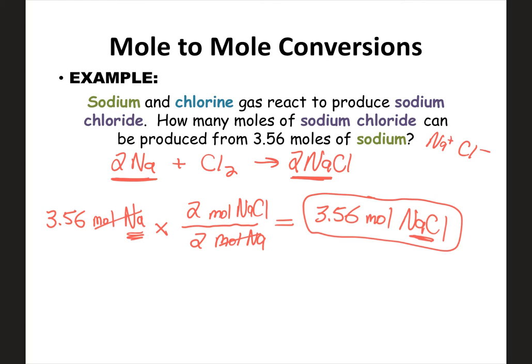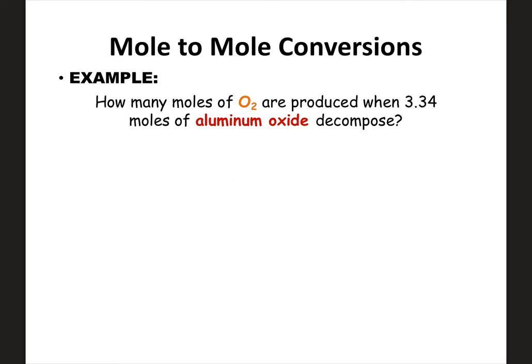Your goal with every stoich problem is to get to moles after you write that balanced equation, and then you go from there. So now we can try another example here. This problem wants to know how many moles of O2 are produced when 3.34 moles of aluminum oxide decompose. So again, I know this is stoich because I'm starting with 3.34 moles of aluminum oxide, and the question is asking me about moles of oxygen.